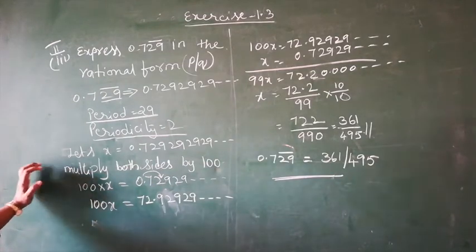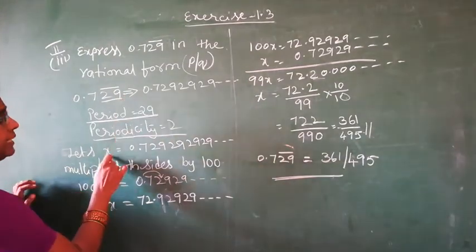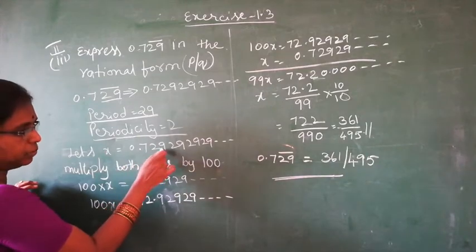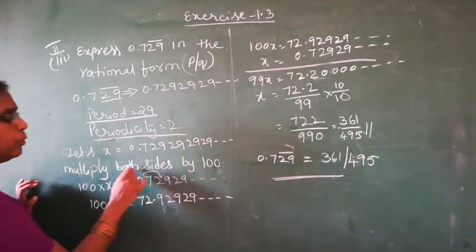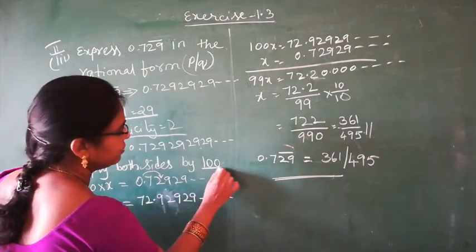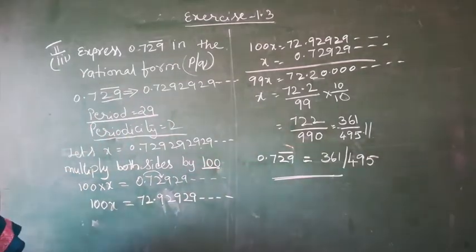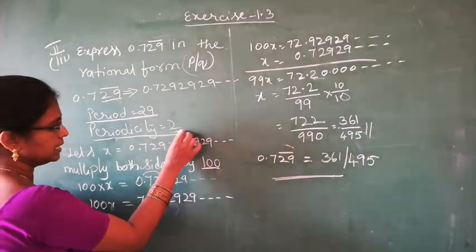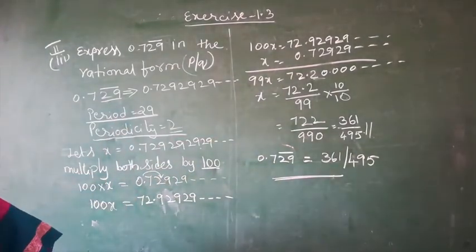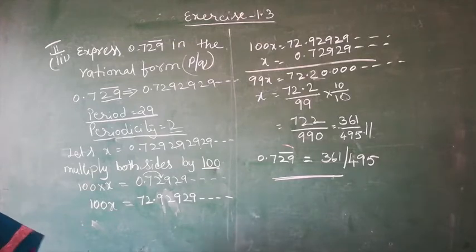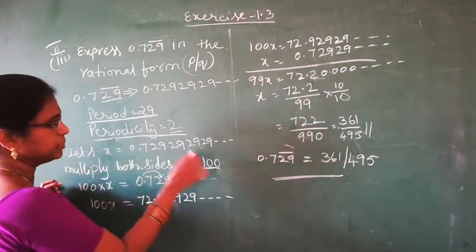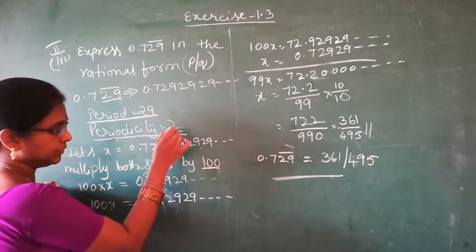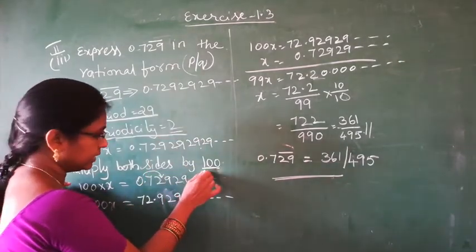Now first we assume x is equal to 0.7292929 continuing. Now multiply both sides by 100. Why do we multiply by 100? Here periodicity is 2. If it were 3, we would use 1000; periodicity 1 means 10, 4 means 10,000, like that. Since periodicity is 2, we multiply both sides by 100.